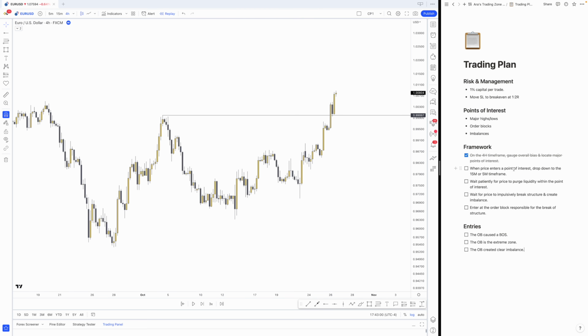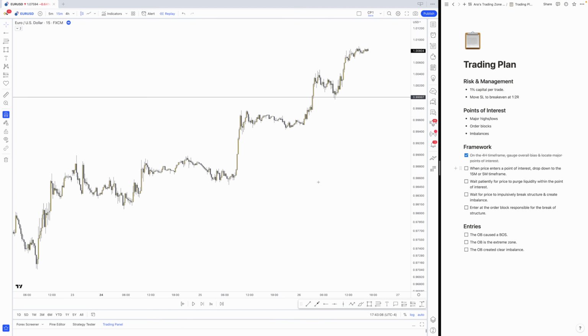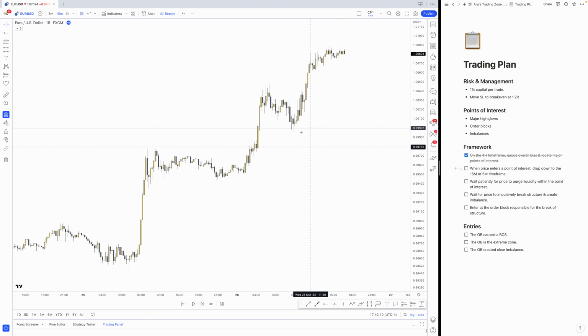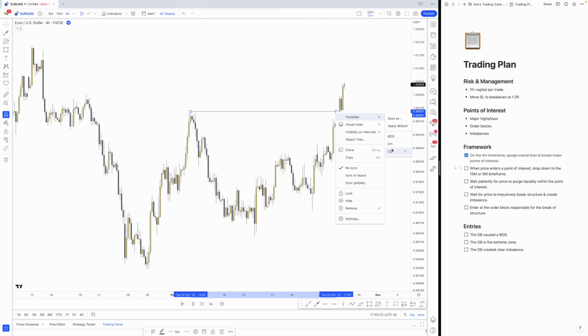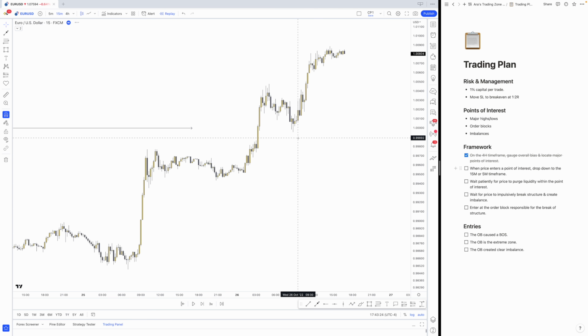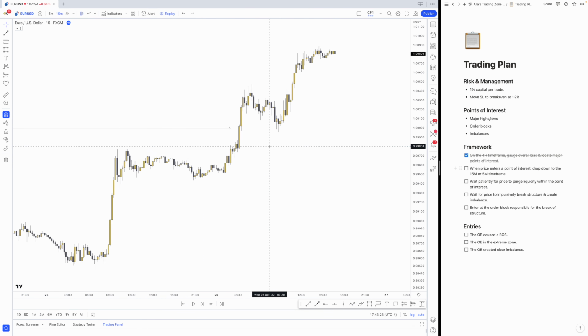So we're going to drop down to step number 2. When price enters a point of interest, drop down to the 15-minute or the 5-minute time frame. In this case, we're going to drop down to the 15-minute time frame. So on the 15-minute time frame, we can see that this line here is where our structure was tested. Actually, let me go back to the 4-hour and draw it as an arrow instead of a horizontal line and label it as liquidity. So back to the 15-minute. I just want this to be a good reference point here.